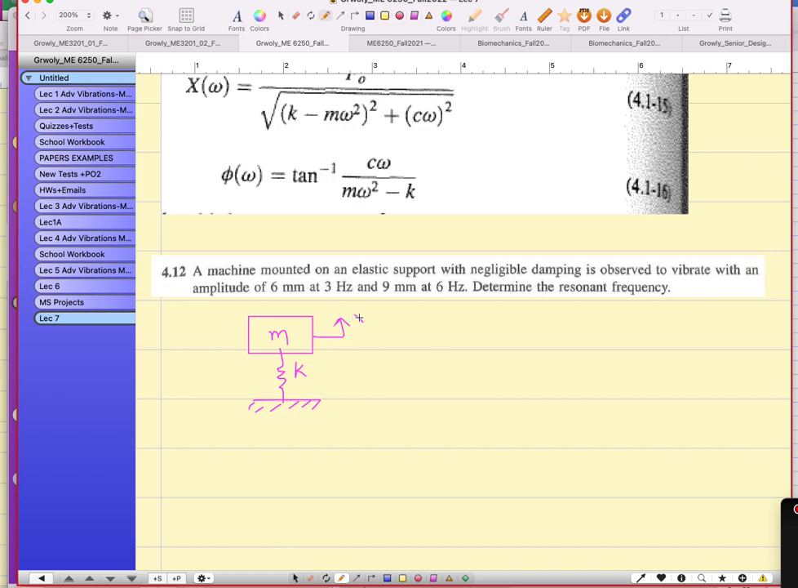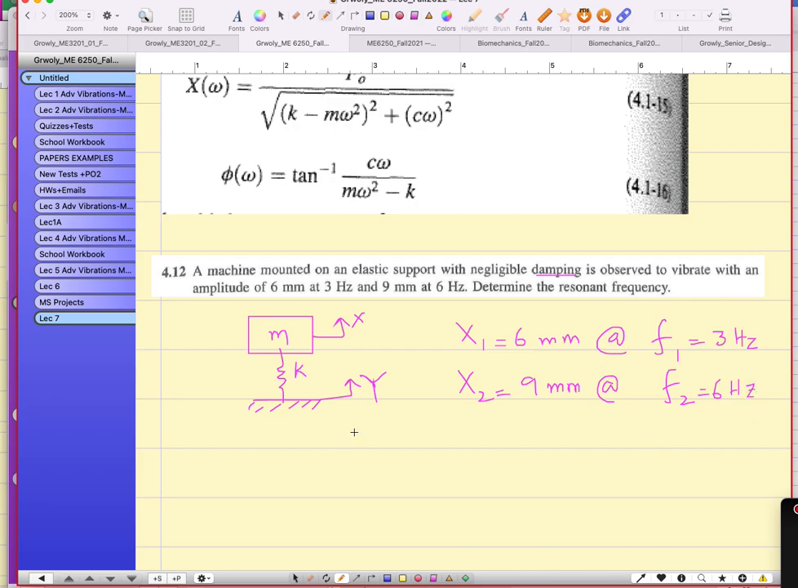This is moving with X, this is also moving with the foundation, also vibrating, like a washing machine mounted on rubber pads. Like these are the mounts without the damping here, in this case with an amplitude. So the amplitude is x1, it is 6 millimeters at frequency 1, which is 3 hertz, and x2 equals 9 millimeters at frequency 2.